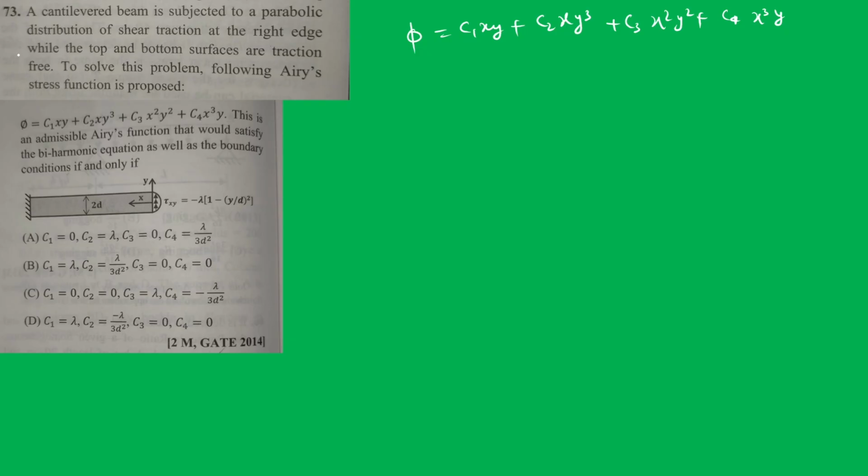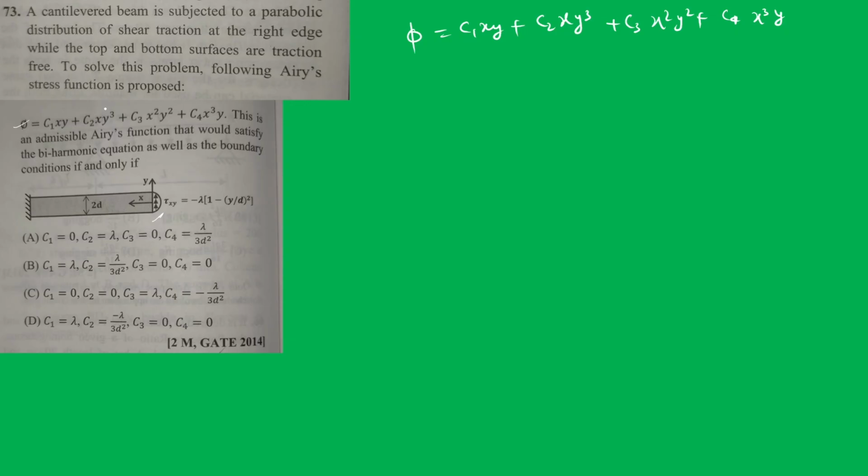Now let us read the question. A cantilever beam is subjected to a parabolic distribution of shear traction at the right edge, while the top and bottom surfaces are traction free. To solve this problem, the following Airy stress function is proposed. So this stress function is given to you.